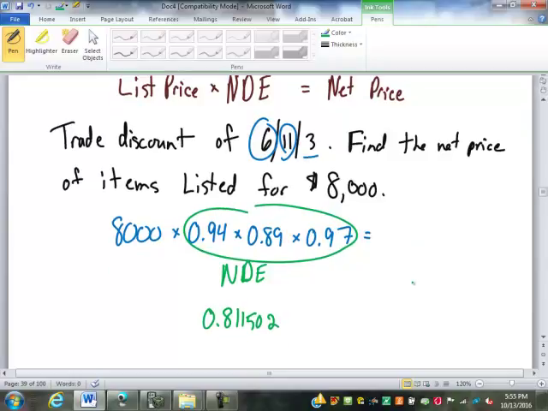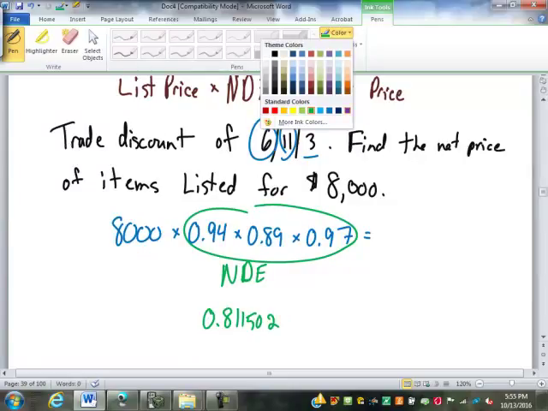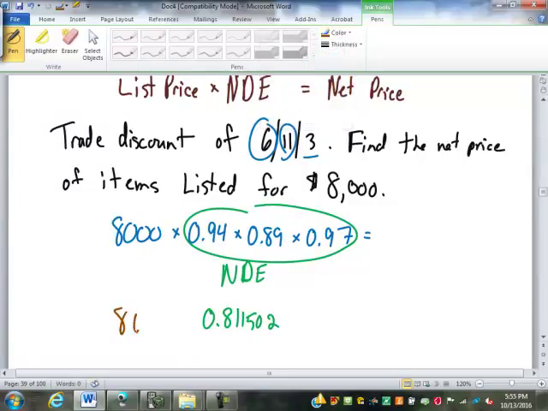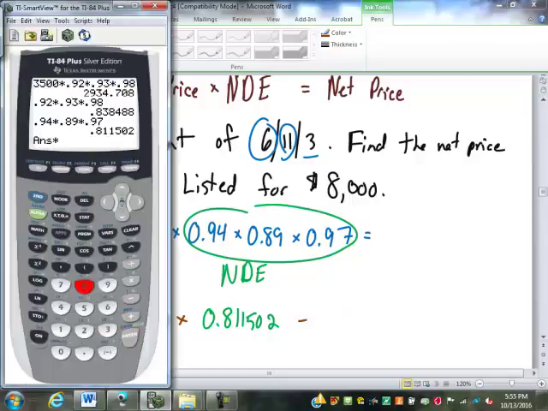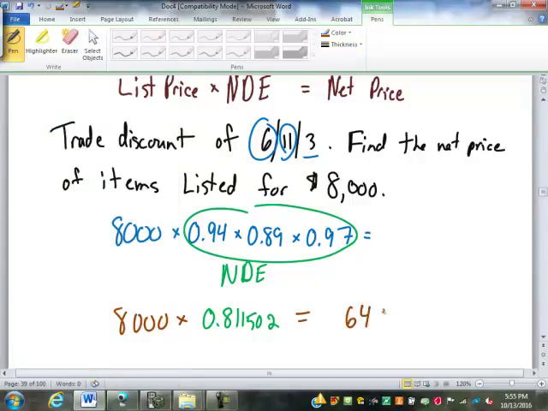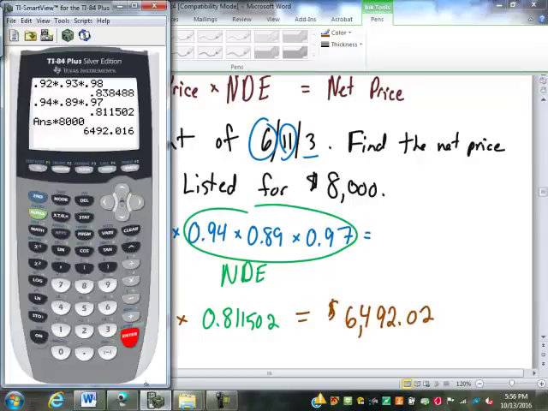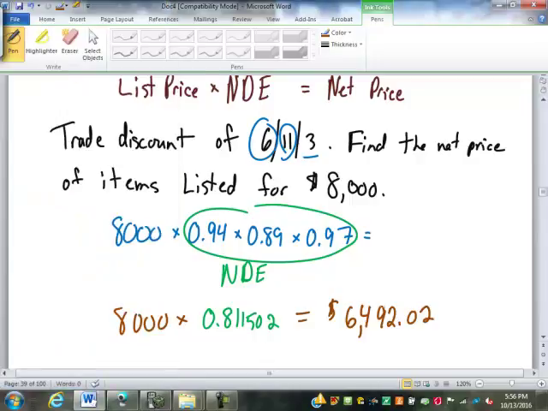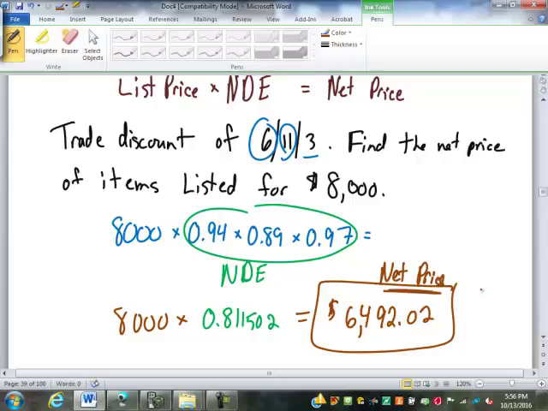So that is my net decimal equivalent. Tells me the net price if I multiply the list price by it. So that times the 8,000 gives us 6492.02. What's that? Okay. So yeah, 6492.02 is the net price. Any questions on that?